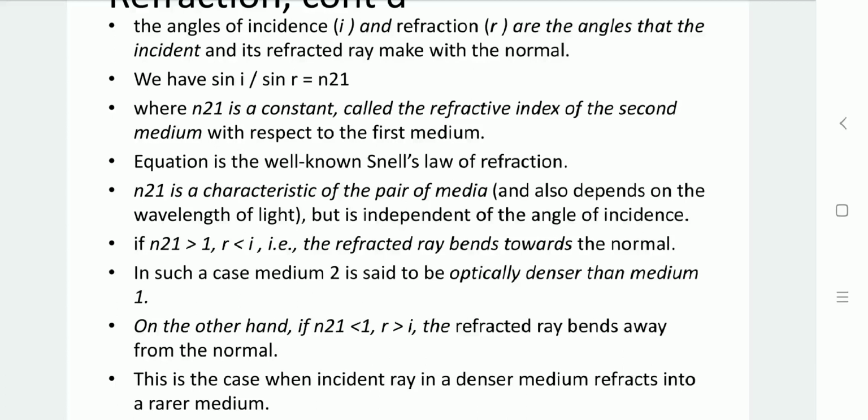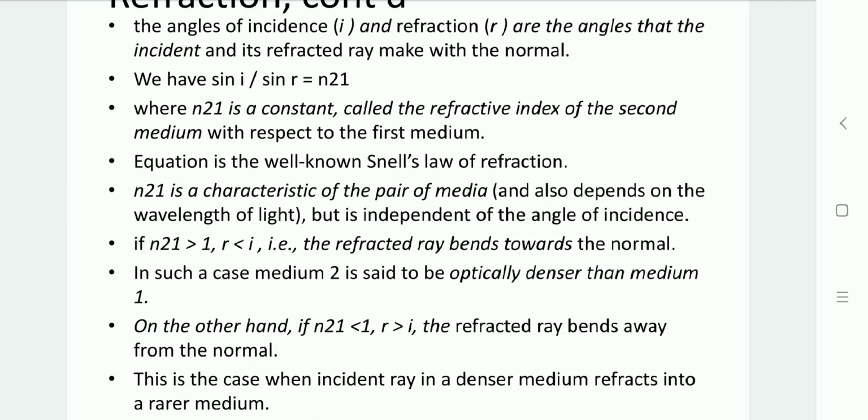For example, turpentine has a lower mass density than water, but water has a higher optical density than turpentine. So this is how refractive index gives the property of the material and its optical density.